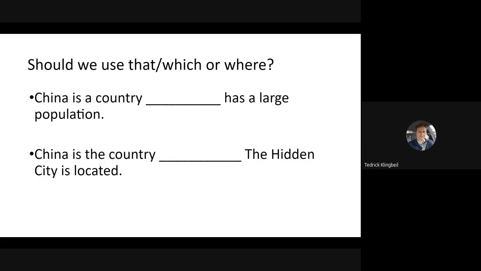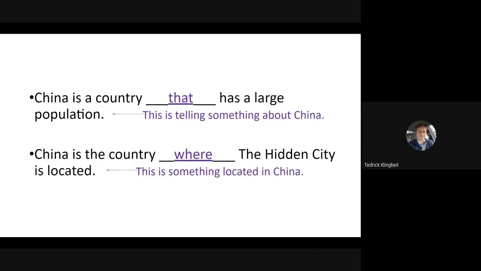China is a country, blank has a large population. So that, which, or where, decide for yourself. Or China is the country, blank, the hidden city is located. Okay, so go ahead and choose that, which, or where. All right, let's have a look at the answer. Okay, China is a country that has a large population. This is telling something about China. Or China is the country where the hidden city is located. This is something located in China.